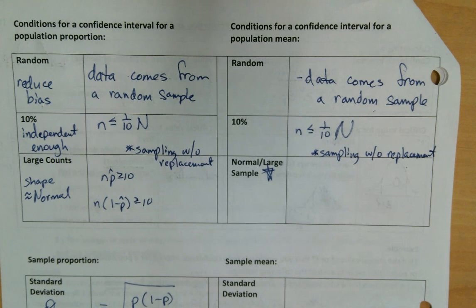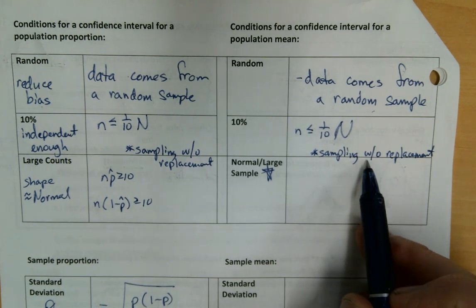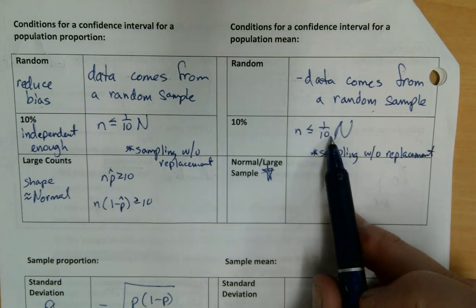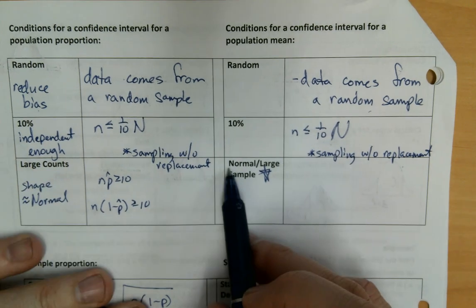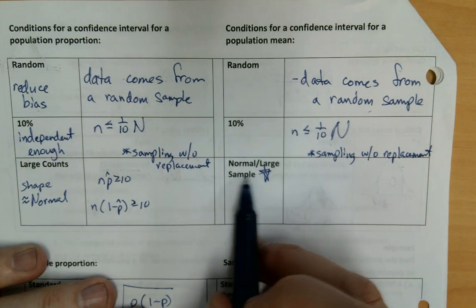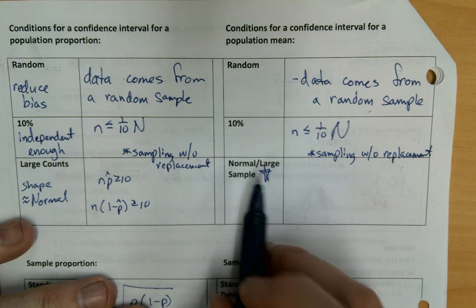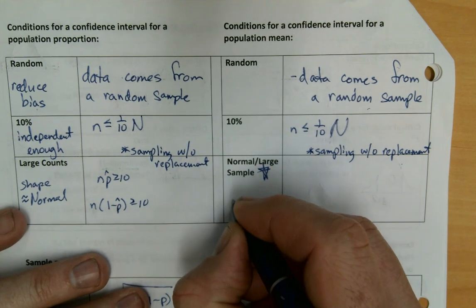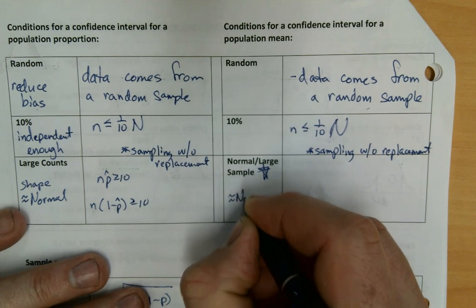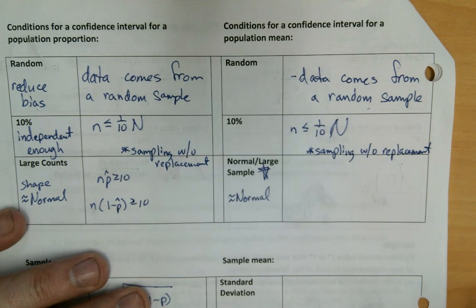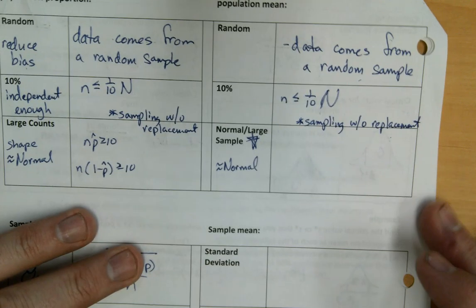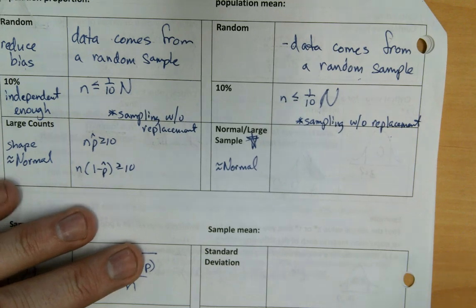With replacement versus without replacement, but AP does, so beware of that. So the 10% condition still has to be satisfied. Now, my large counts condition, my normal large sample condition, this is where it changes. My goal is still to make sure that it is approximately normal. But we now have a hierarchy of conditions that we check here.